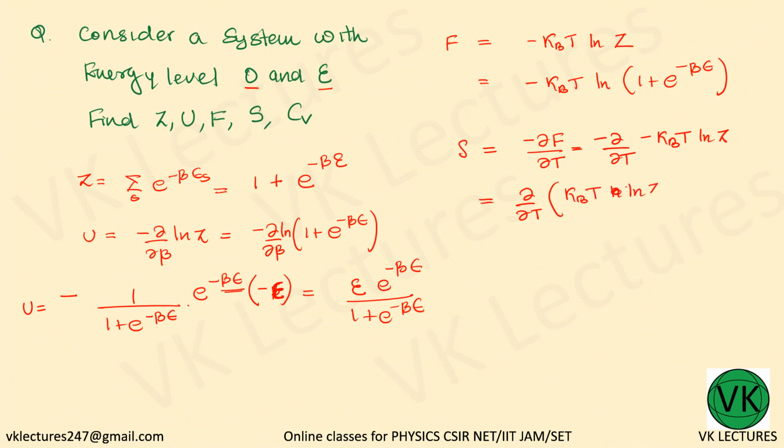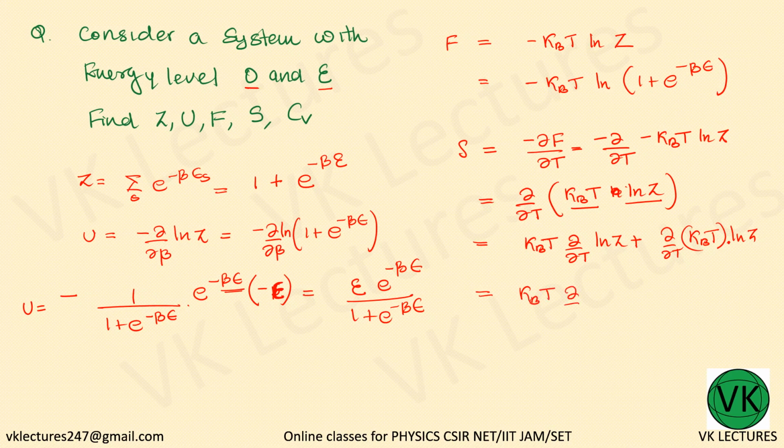Now let us consider this as two terms. The first one is u and this is another v. So it is uv differentiation: u into derivative of v, plus v into derivative of u. So kBT into ∂/∂T of log Z plus ∂/∂T of kBT into log Z. That gives us kBT times ∂/∂T of log Z.